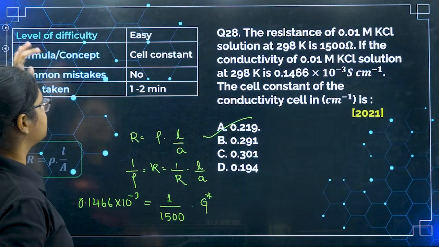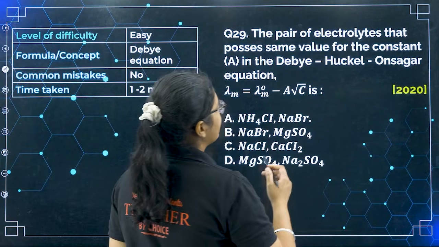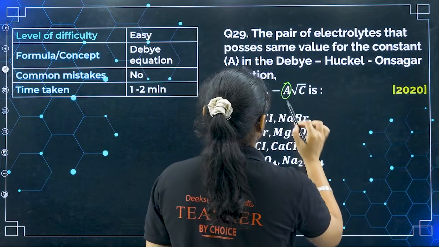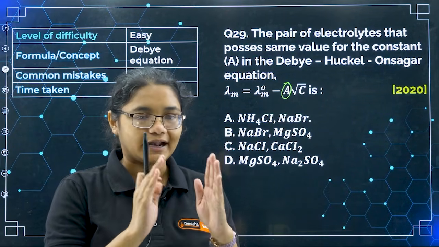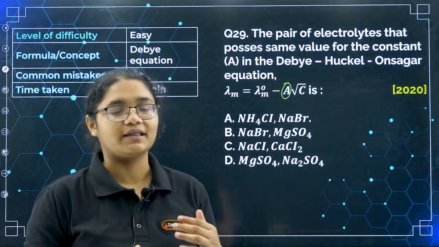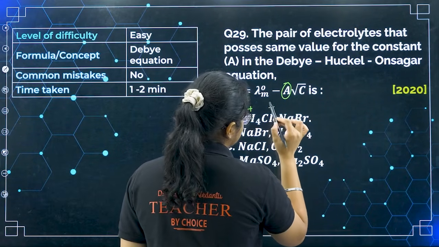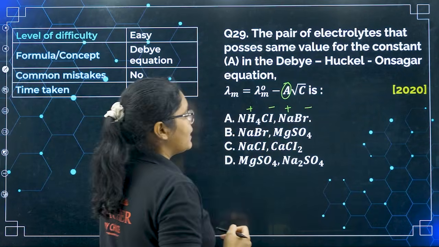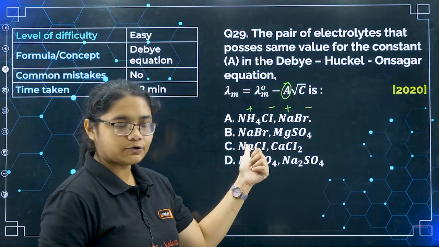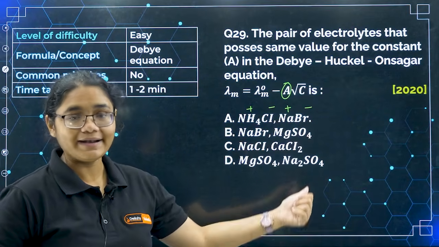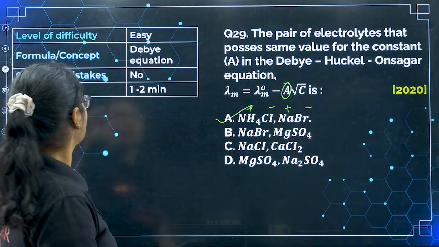Okay, next, moving to question number 29, the pair of electrolytes that have the same value of A. This I have discussed in one of the questions in the sessions also. If the cation and anion charges are the same, then they will have the same A value. As you see here, NH4 is plus 1, Cl is minus 1, Na is plus 1 and Br is also minus 1. So this is a 1,1 type electrolyte, and this is also a 1,1 type electrolyte. They will have the same A value. So option number A here.